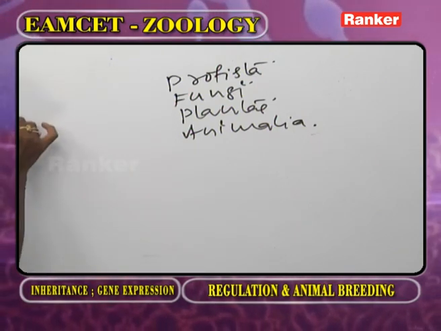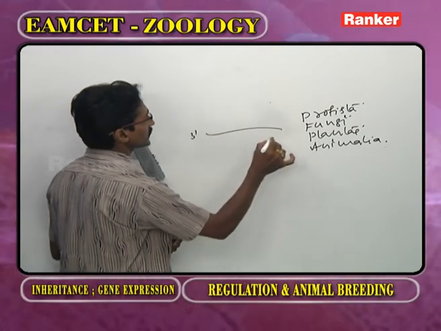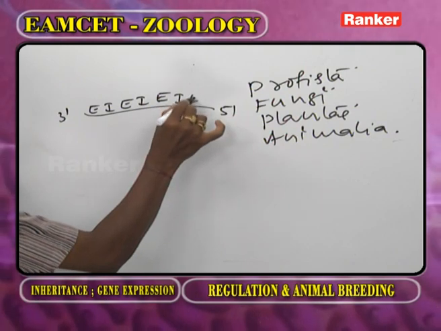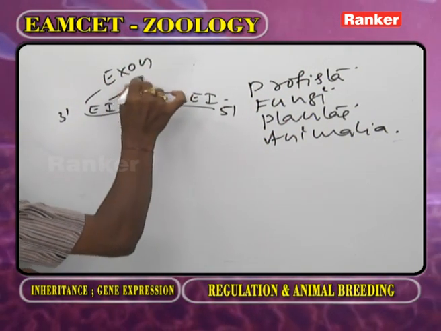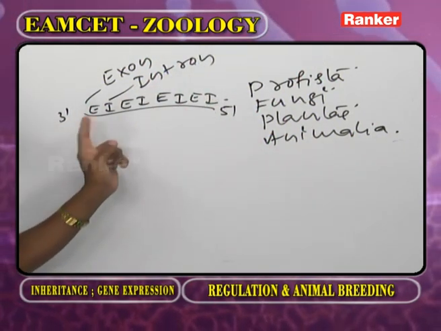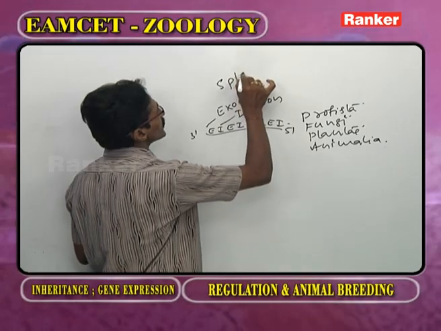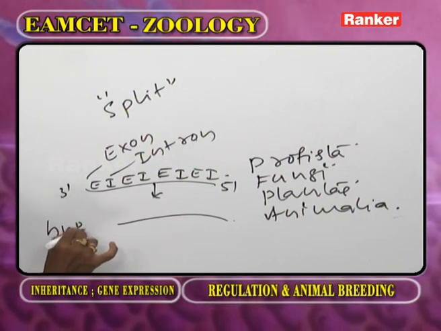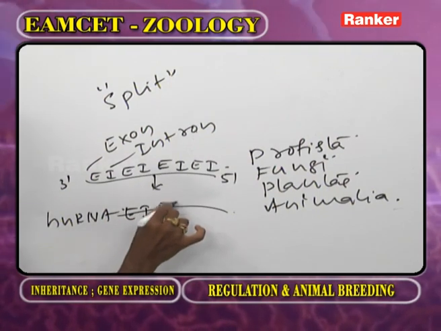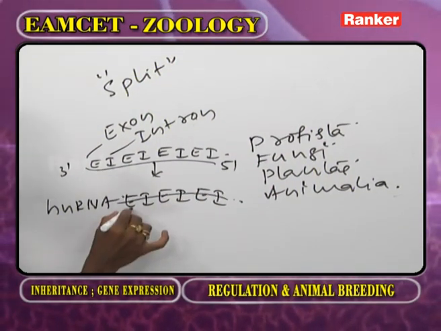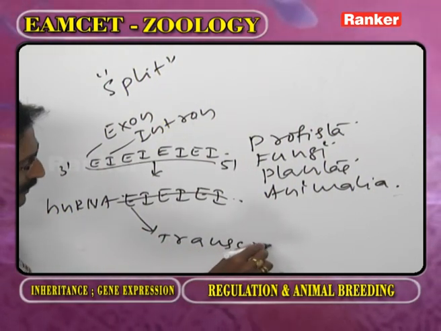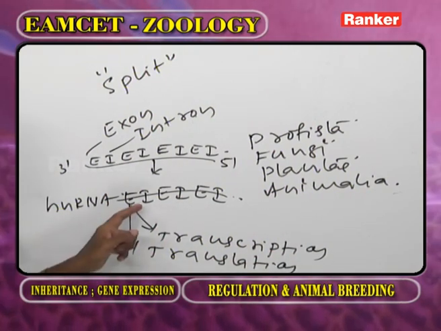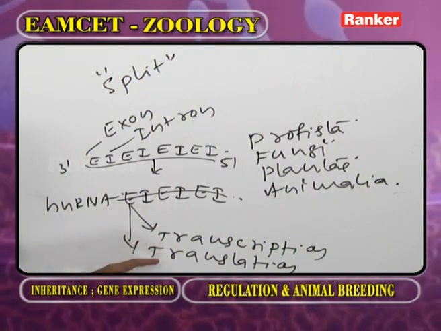Now in eukaryotes, as we observe the DNA strand, this is 3 dash 5 dash. Now here what are present? Exon, intron, exon, intron, exon, intron, exon, intron. E means exon, I means intron. So in eukaryotes, 2 different types of genes are present, so called split genes. Now this gives rise to the heterogeneous nuclear RNA. It has exon, intron, exon, intron, exon, intron. Now the exon performs transcription as well as translation. That means the exon gives rise to mRNA, that mRNA gives rise to protein.